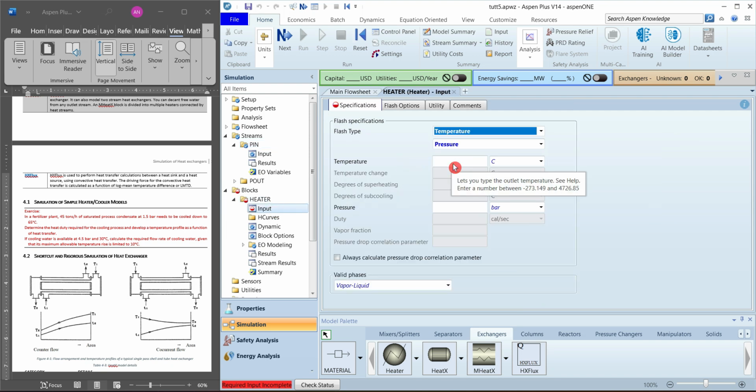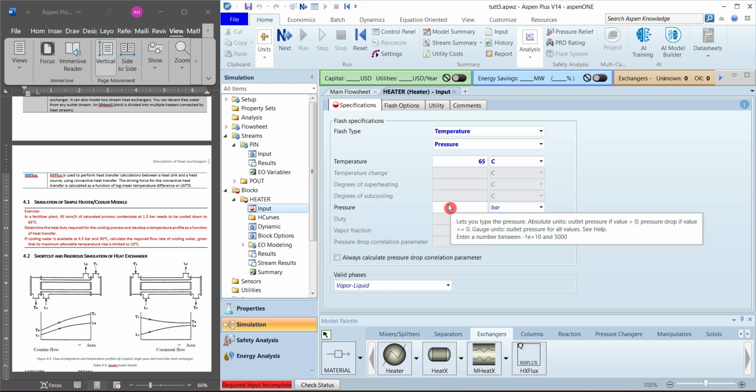For the input specifications, we need two. One is the temperature. We have to cool down the condensate to 65 degrees Celsius, so let's set the temperature to 65 degrees Celsius. We have to give one more specification, but as of now we don't have that one. The minimum assumption is that there is no pressure drop in this case. For zero pressure drop, we can place a value of 0.